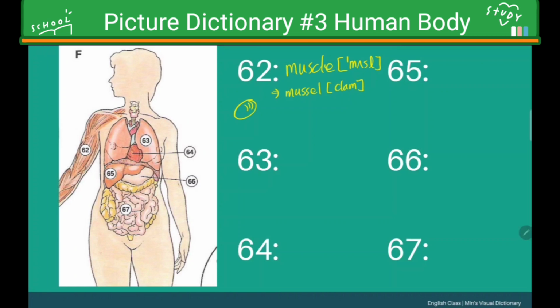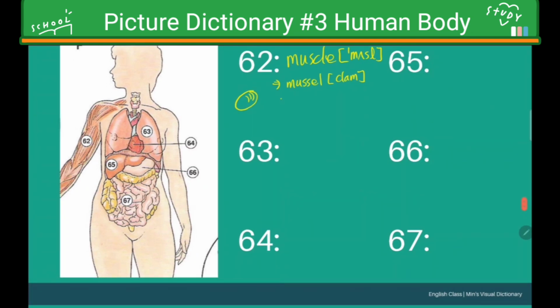And the word muscle has many phrases. For example, we can use the term muscle in as a verb, meaning to go in between people in a rude way. All right, and 63.